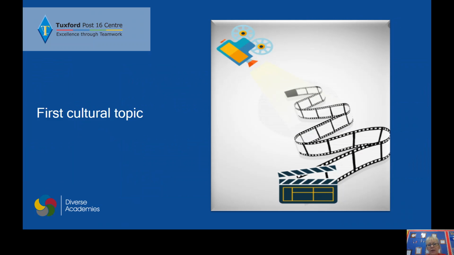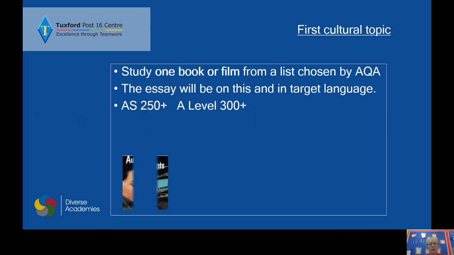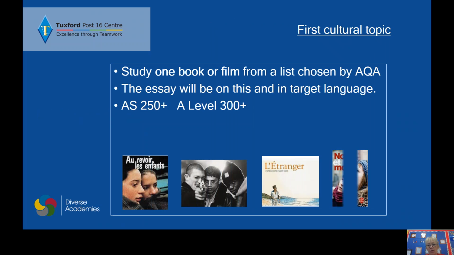Right, added to those 6 topics, you will also do your first cultural topic in year 12, which is either a film or a book. There's a list of films and books that the exam board provide. So you'll study one of those in year 12. We normally do a film in year 12 and the book in year 13. In year 12, your essay should be about 250 words, and in year 13, it goes up to 300 words. So we're not asking you to write a dissertation. It's a fairly short essay that you'll do, and you will get lots of support when you start doing that.